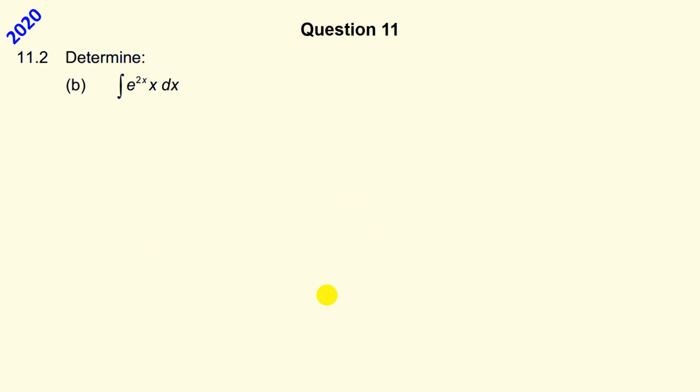This is another product, but it's not substitution because we can see that that x is not related to the derivative of the inside function, which will end up being a constant. So we're going to have to do it by parts. Integral u dv equals uv minus integral v du. We have to choose which is going to be the dv, and which is going to be the u. Whatever's the dv, we're going to have to integrate.